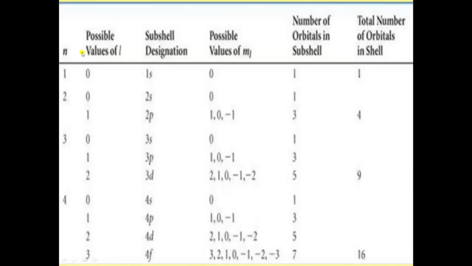In this table, the value of n is given as 1, 2, 3, 4. That means these are the shells. And in each shell, you have to determine the values of l and ml. l stands for subshell and ml stands for orbitals. So the formula to determine l is 0 to n minus 1. When you apply this formula, 1 minus 1 is equal to 0. That means only one subshell is present.